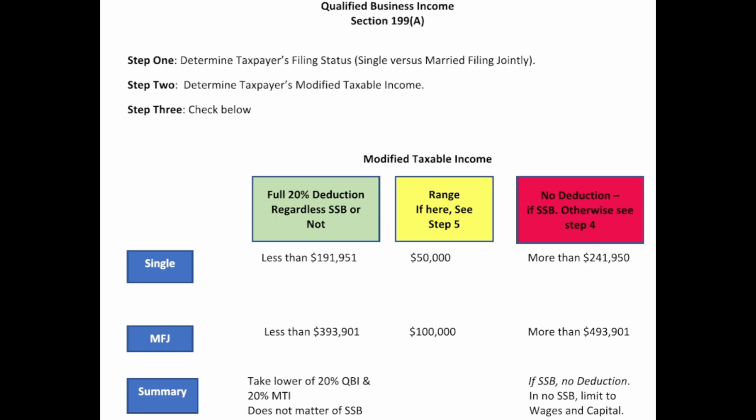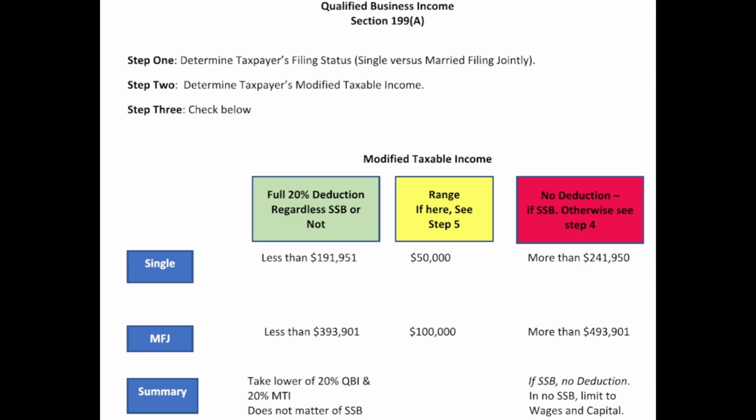Let's say that we have a modified taxable income of $100,000. Whether we're filing single or married filing jointly doesn't matter, because our phase-out is significantly over $100,000. If we're at $100,000, we're well below it for our modified taxable income. So we would take 20% of our modified taxable income and 20% of our qualified business income, and that's going to be the amount that we're able to deduct for our QBI deduction.